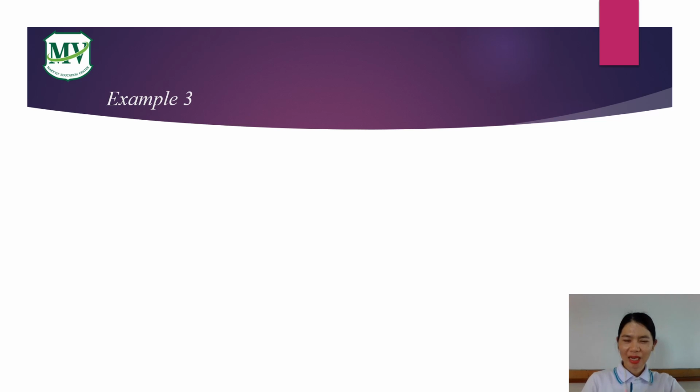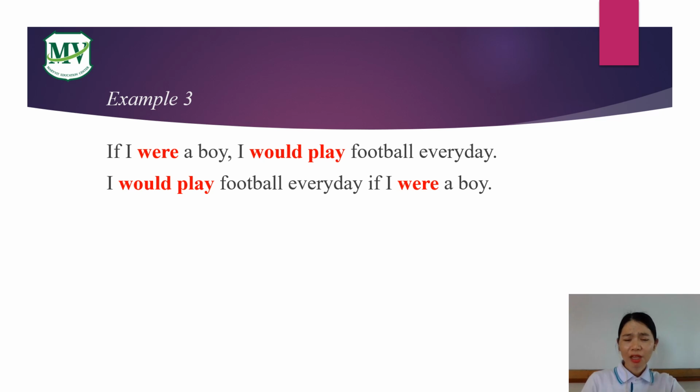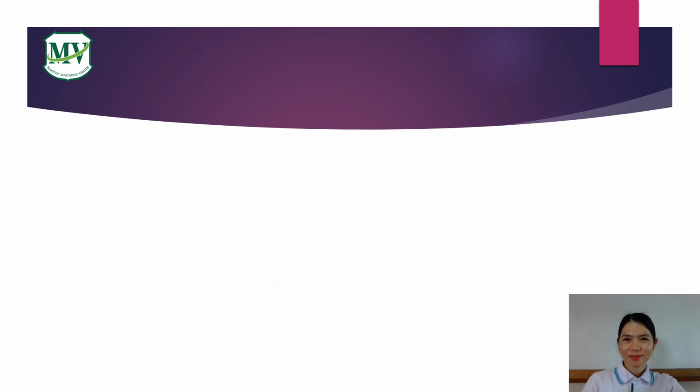Example number 3. If I were a boy, I would play football every day. Or you can say, I would play football every day if I were a boy. In this example, she's a girl, she cannot be a boy. That's why we use second conditional in this sentence.